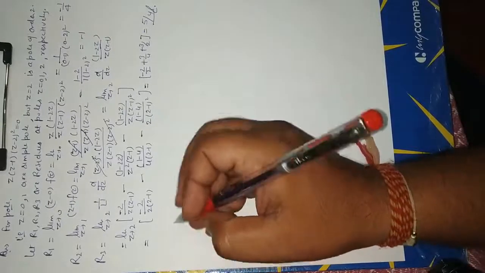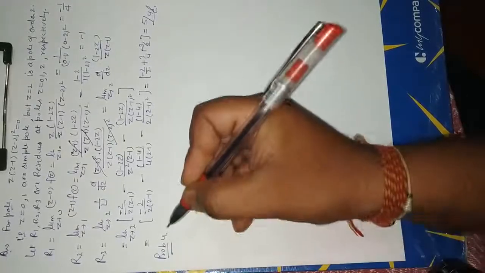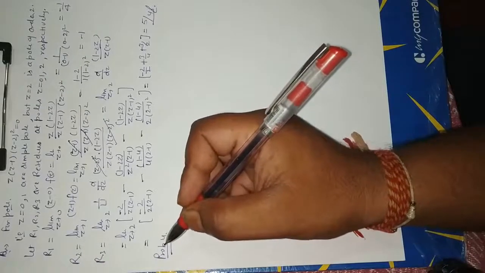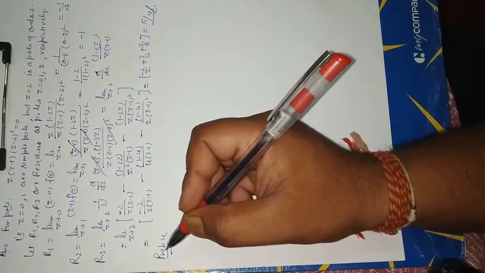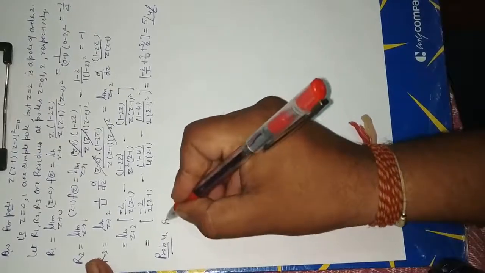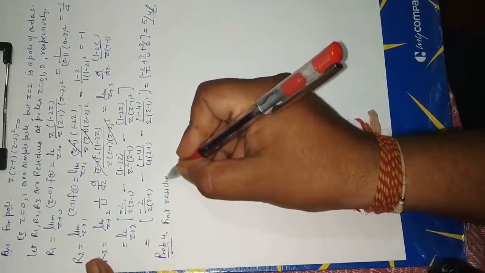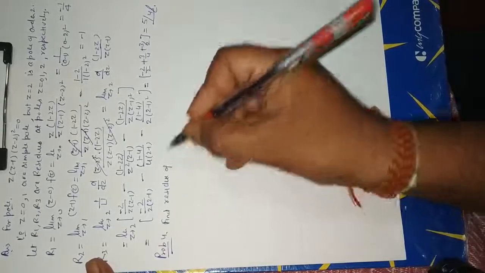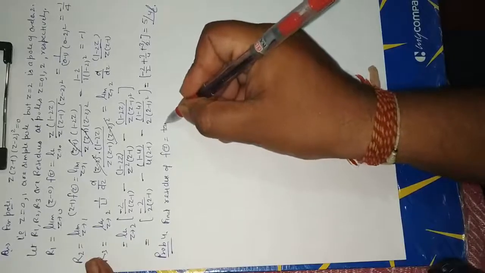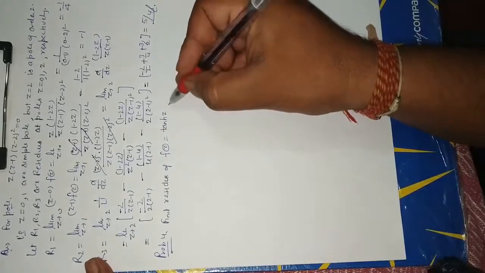Now next problem, problem number 4. Find the residue of f(z) is equal to tanh z at the singular point.